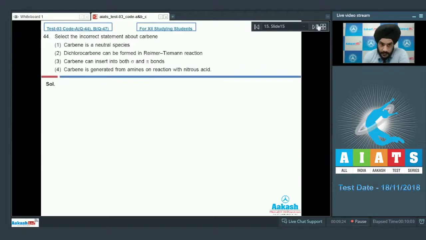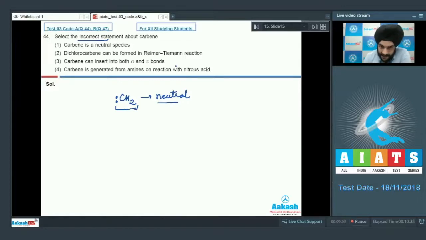Let us look at the next question now. Question number 44. We have to select the incorrect statement about carbene. Carbene is a neutral species. Yes, students. We know carbene has this formula and it is a neutral species. Carbon retains its 4 electrons.